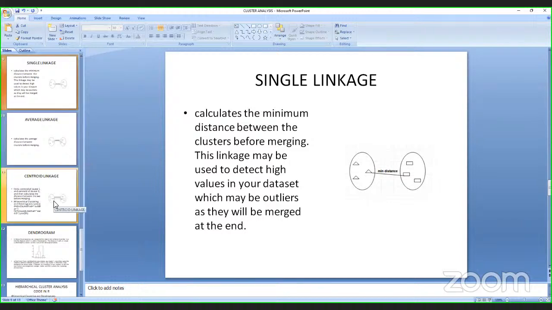Then the next one is called single linkage. It calculates the minimum distance between the clusters before merging. This linkage may be used to detect high values in your data set, which may be outliers, as they will be merged at the end. So in the first one, the maximum distance between the clusters was measured, whereas in single linkage, the minimum distance between the clusters before merging is used.